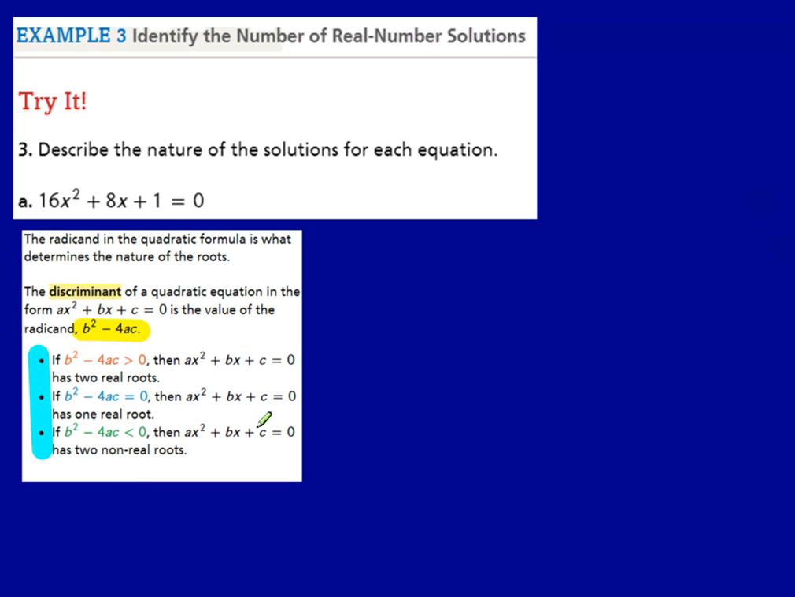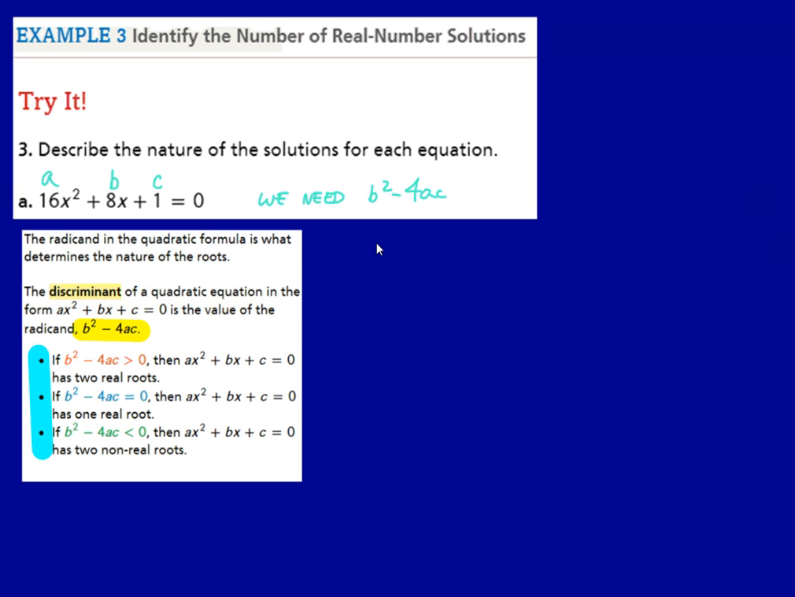So let's work this one. And all it's asking is describe the nature and solutions of the root. So all we need is b squared minus 4ac. We don't actually have to find the solutions here. So here's a, here's b, and here's c. Plug them into b squared minus 4ac.